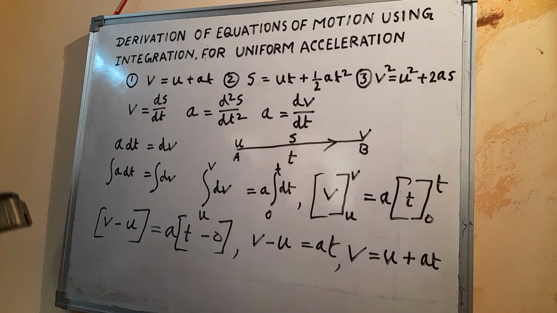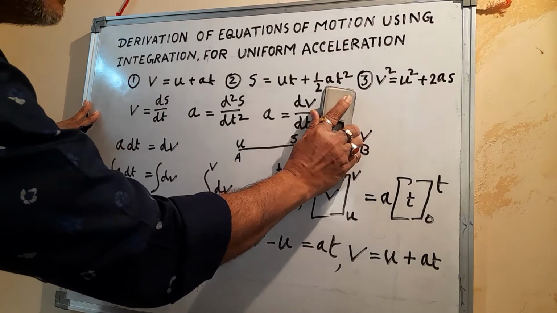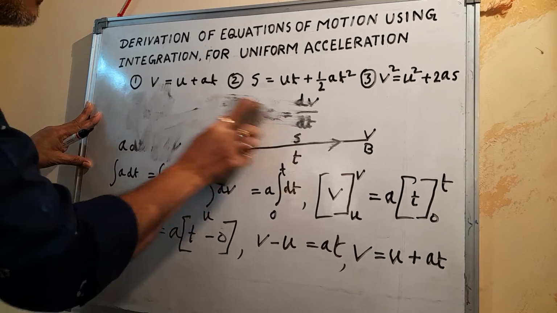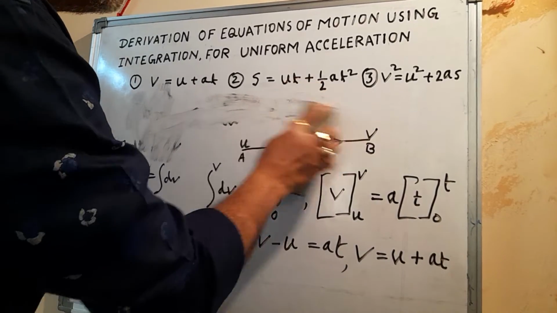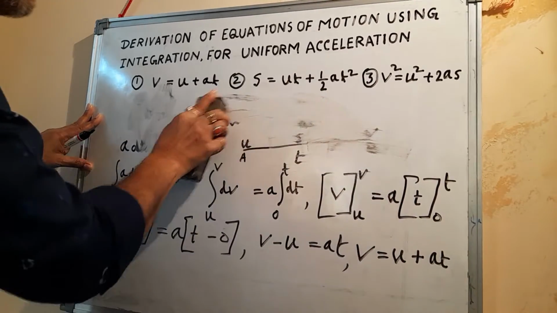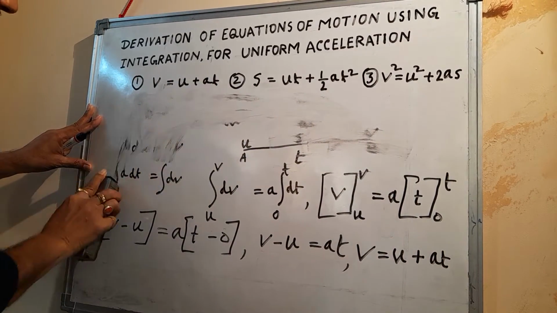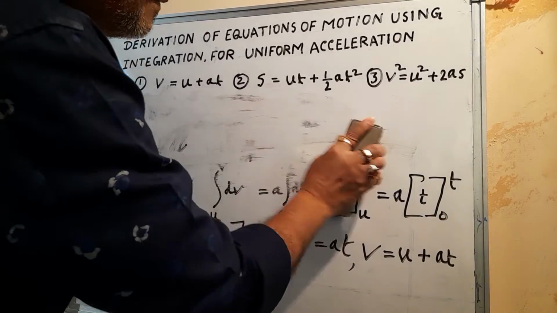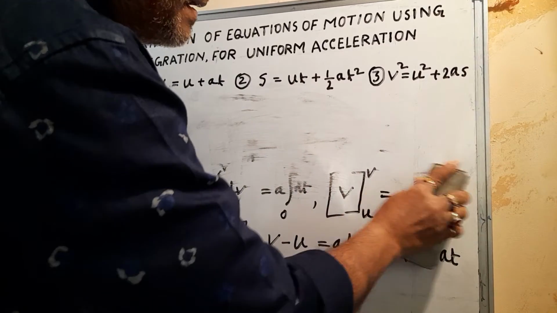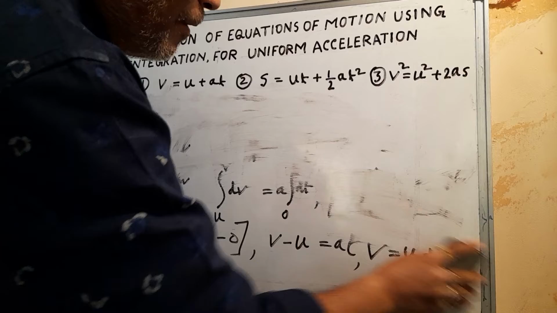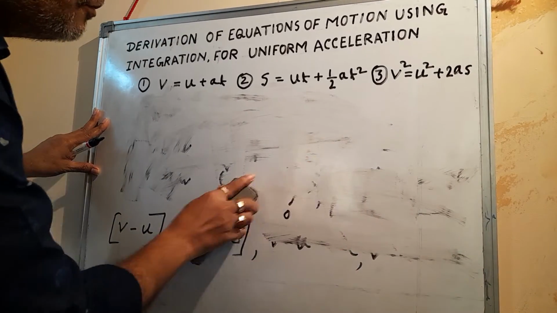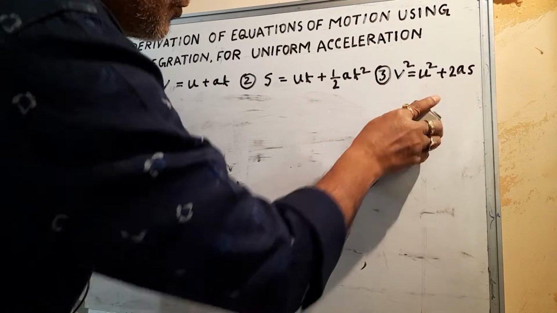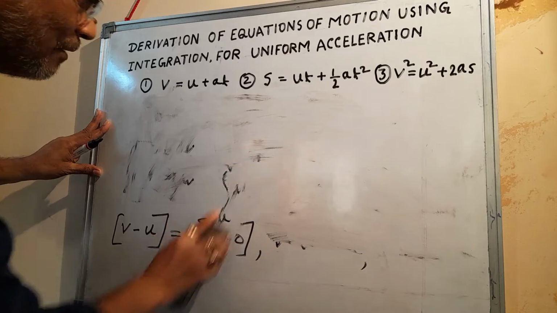Next we will derive the second equation of motion, s equal to ut plus half of at square, with the help of integration and differentiation. After that we will derive the third equation of motion, v square equal to u square plus 2as.